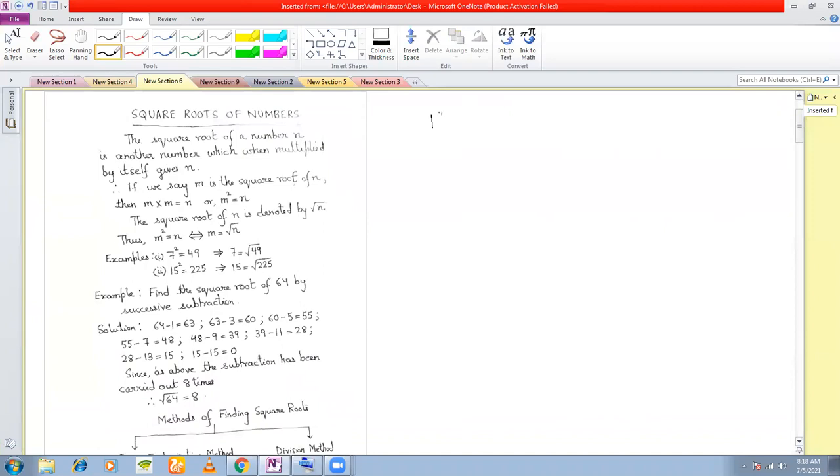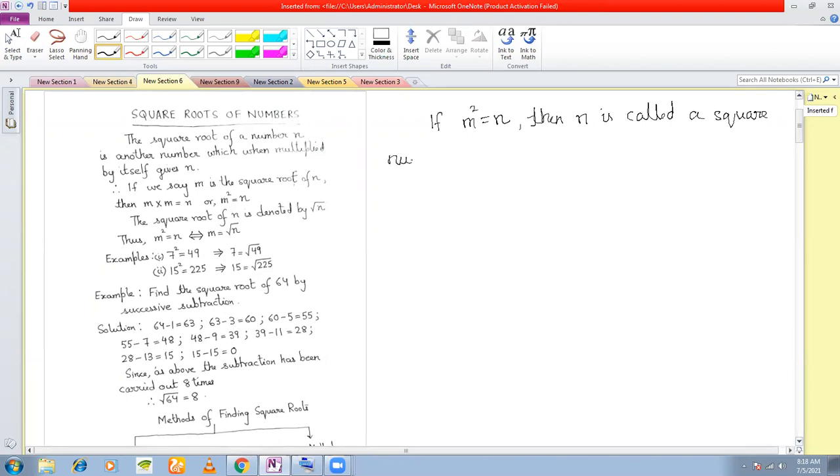Now, if I have two numbers m and n such that m square is equal to n, then in this case, what is n called? N is called a square number, isn't it? Yes, sir. And what is m called? Here m is called the square root of n. Clear with this?